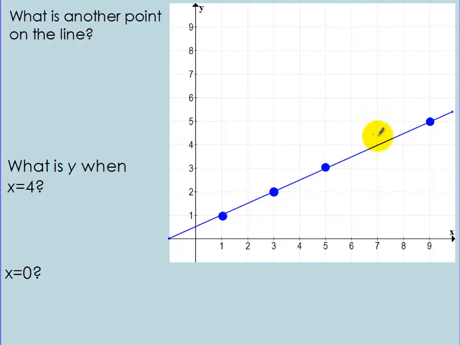So I'm going to figure out a point. Another easy one would be right here. The easiest ones are the ones that are on the grid marks. So what's that point going to be? It is going to be (7, 4). So another point on that line is (7, 4).